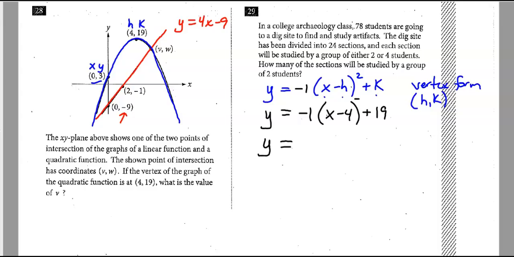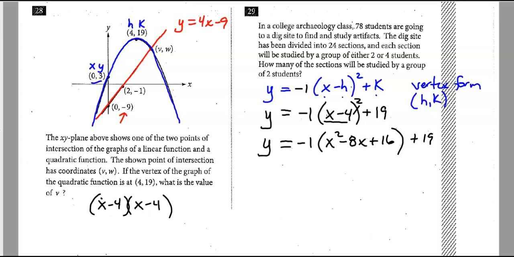So y equals, don't forget my squared here, and I got to kind of crank this out. Order of operations says that I should do this exponent stuff first. So that's going to give me x squared minus 8x plus 16 plus 19. And if you need a little refresher there, that x minus 4 squared is really x minus 4 times itself. So I did first, outside, inside, last, aka FOIL. And that's how I got the negative 8x.